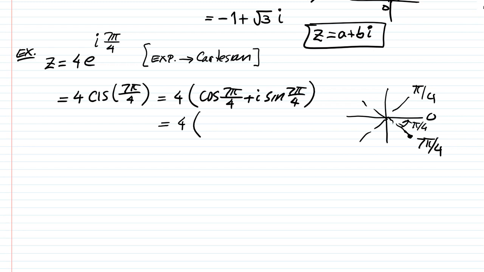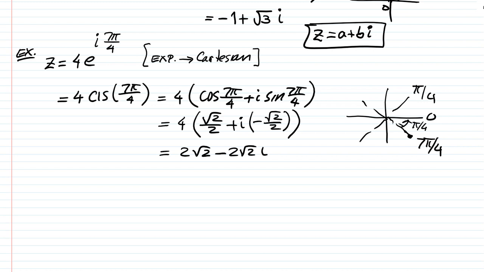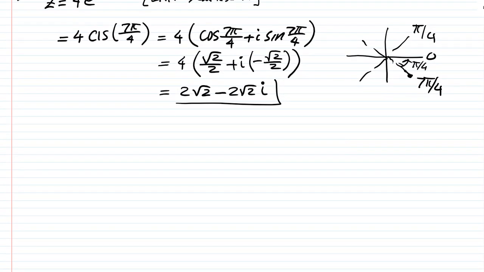True? Therefore, cosine of 7 pi over 4 and cosine of 45 degrees will be the same. Now, in the fourth quadrant, cosine is positive, so it's going to be root 2 over 2. In the fourth quadrant, sine is negative, so it's negative root 2 over 2 for reference angle 45 degrees. Distribute the 4 to both fractions, so we get 2 root 2 minus 2 root 2 i. And there you have it, the Cartesian form. All right.